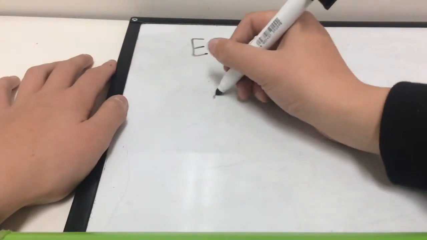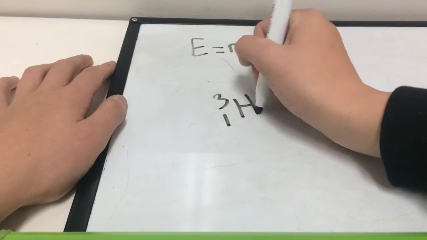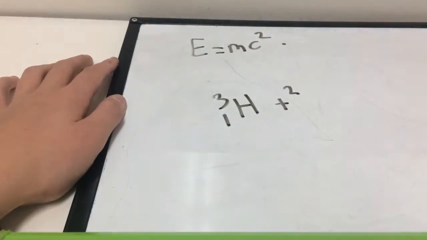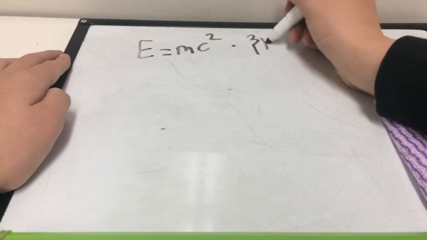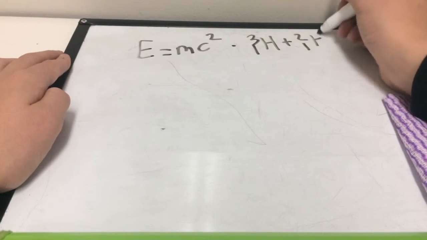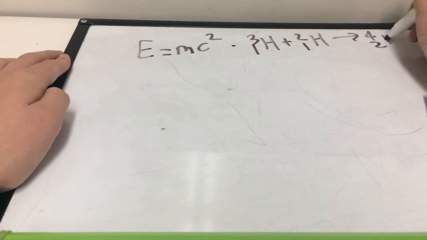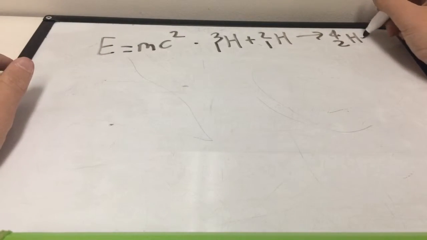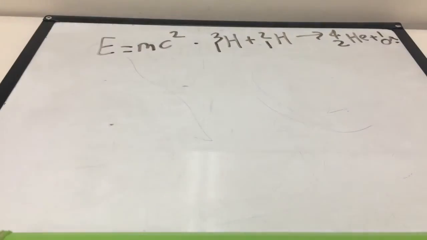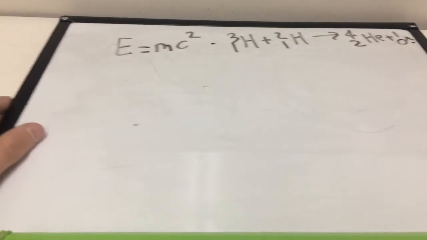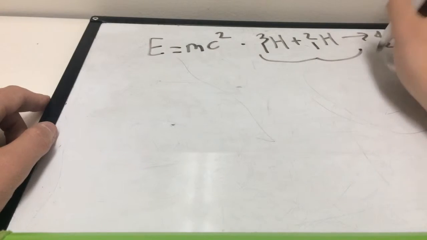Let's say I've got tritium plus, bear with me. So we've got this fusion equation. So what we're doing is this, and essentially this is our equation. So now what we do is we calculate the mass of this side.